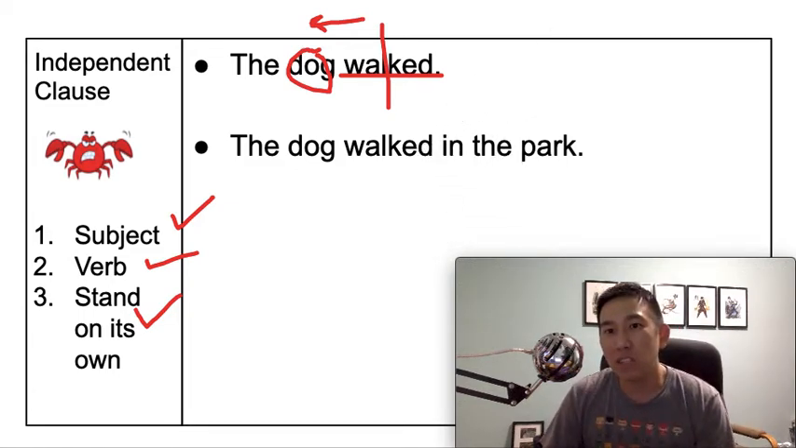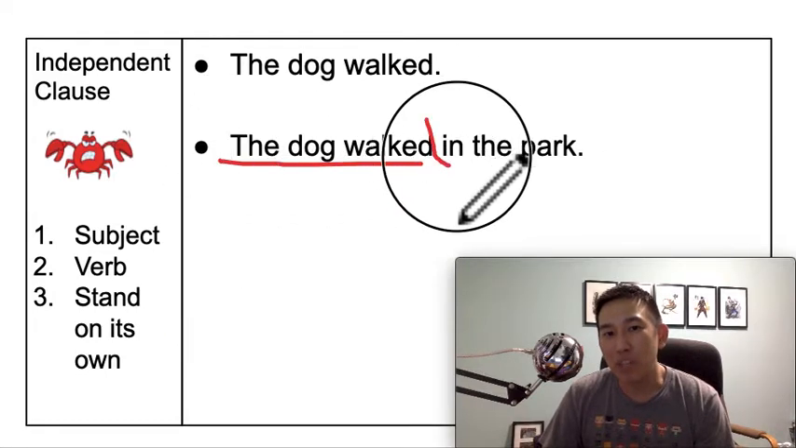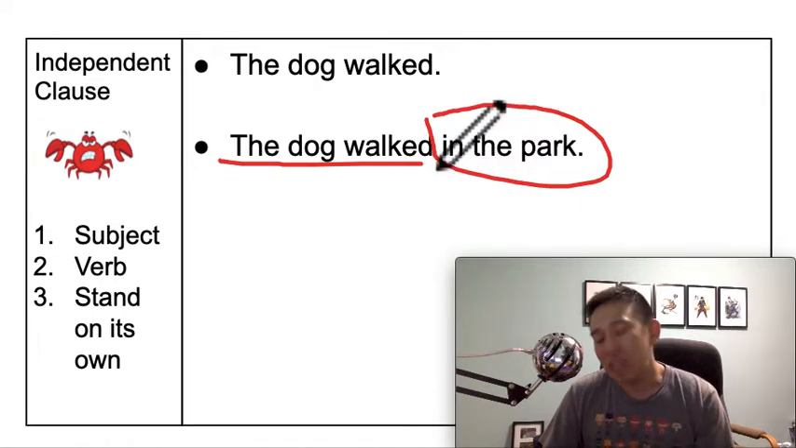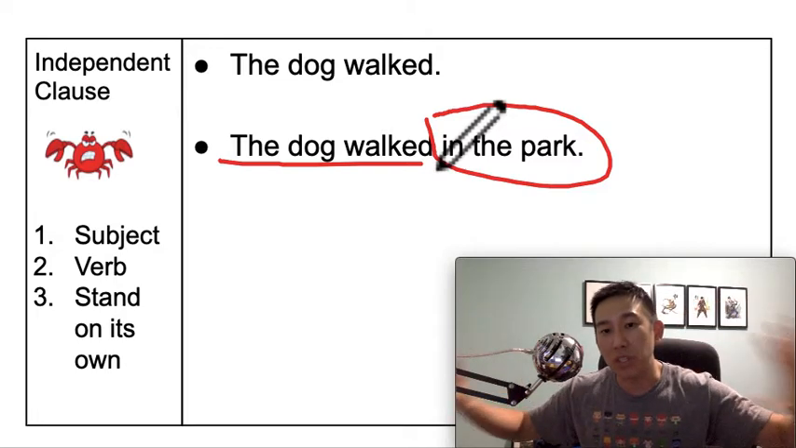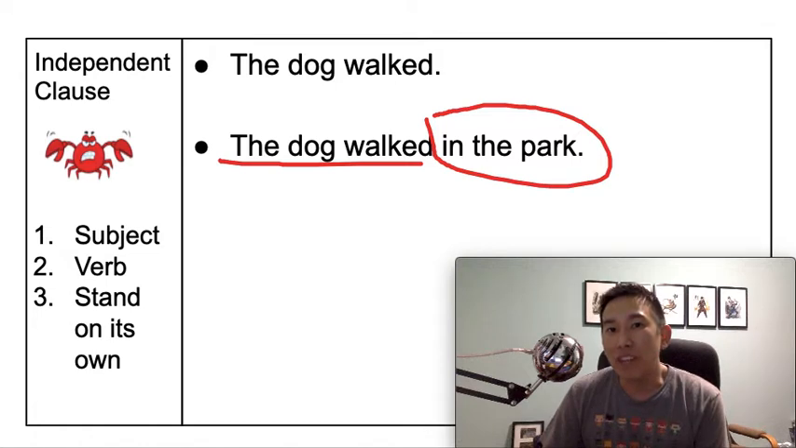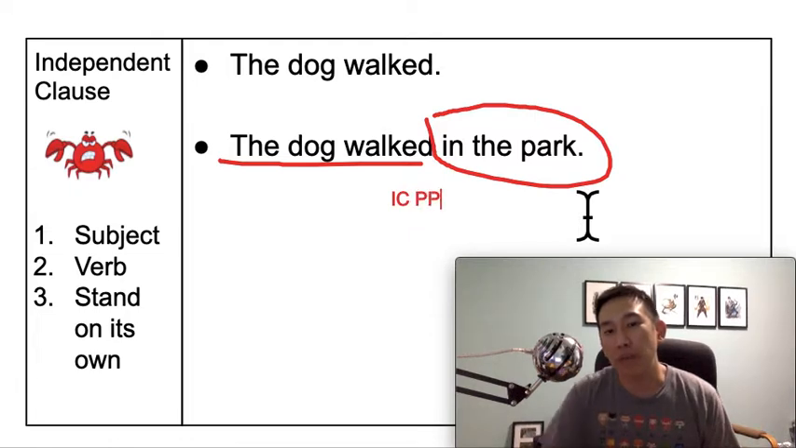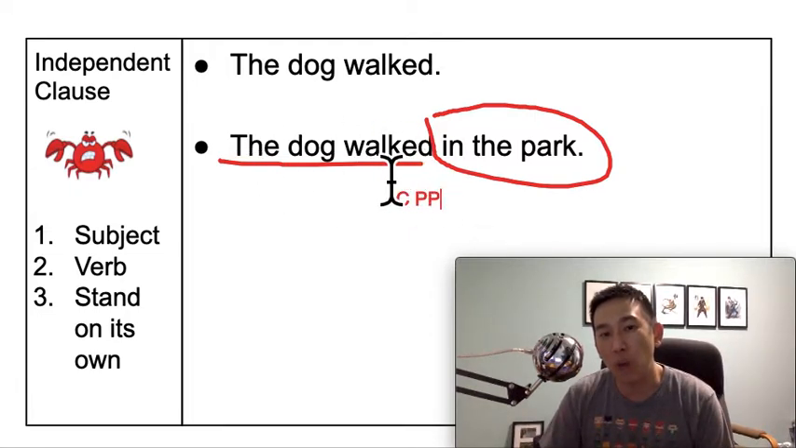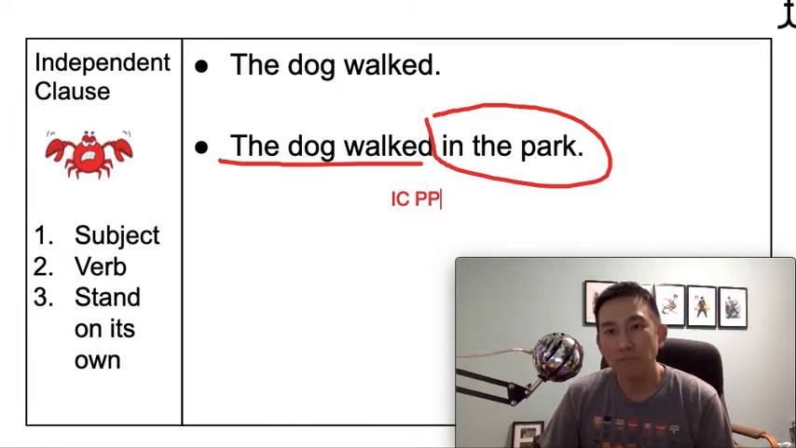Taking a look at this next sentence over here below, the dog walked is still going to be our independent clause. I've just added a prepositional phrase on the backside, in the park. And so I typically like to keep the independent clauses and the prepositional phrases and subordinate clauses, all of those things, separate. So the way I would define it is I would say this sentence would be independent clause followed by a prepositional phrase right here. So the dog walked has a subject, a verb, it can stand on its own, and then you have a prepositional phrase after it with in being the preposition, park being the object of the preposition.